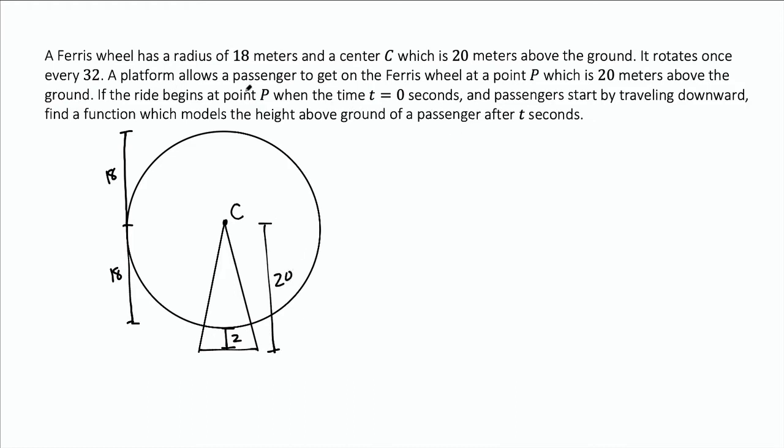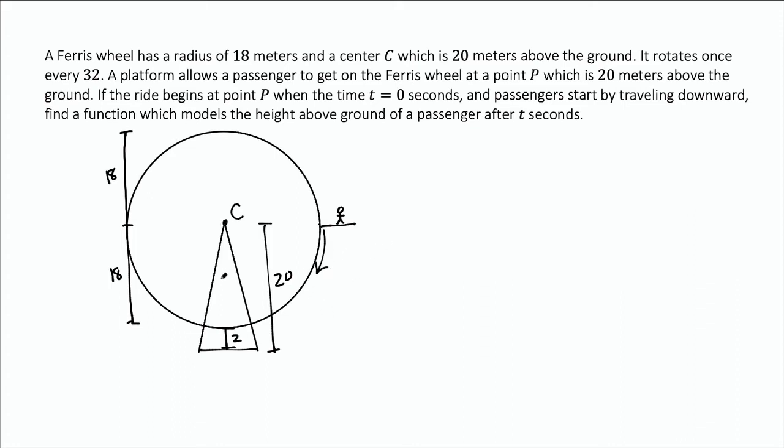A platform allows a passenger to get on the Ferris wheel at a point P, which is 20 meters above the ground. So that's up here, kind of at the same level as C. Let's just say that the platform that they get on is right here, and they get on there. The ride begins at that point when time is t equals 0, and the passenger starts by traveling downward. So they start by going this way.